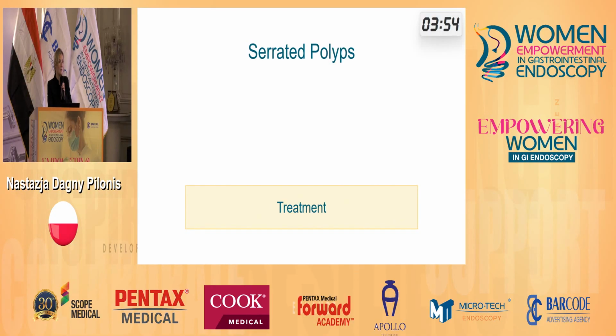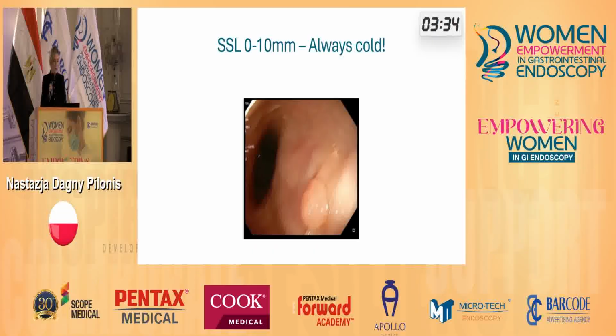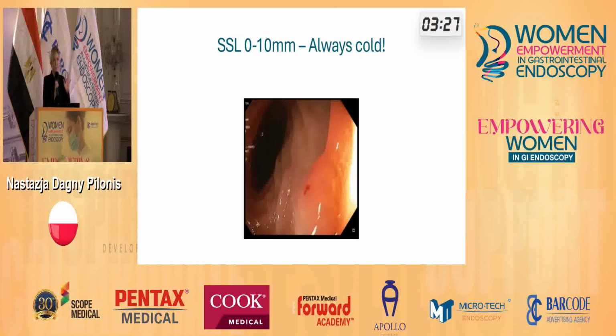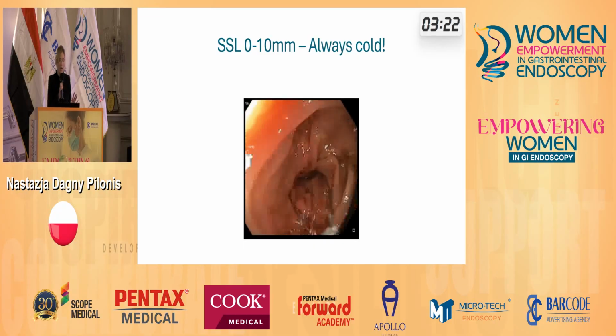Okay, so now when we can recognize those lesions, how do we treat them? We have to take into account three major things: technical feasibility, risk of recurrence, and complications when we are thinking about which method we will use. Basically, removal of serrated lesions follows conventional polypectomy. For lesions smaller than one centimeter, we should always go for cold polypectomy, and we have a body of evidence to support that this is the best way to go.